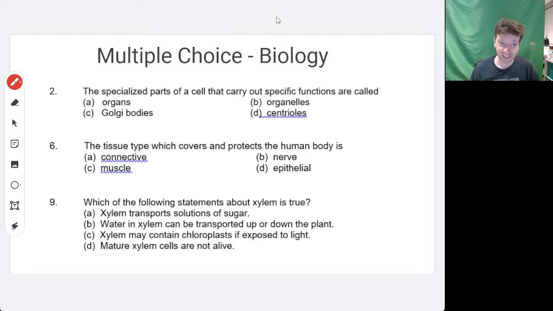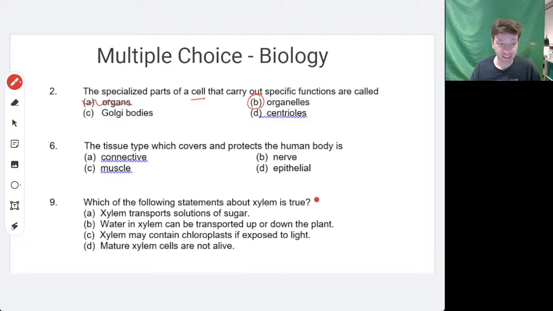Multiple choice type questions then. We'll start with biology. Number 2, we have 2, 6, and 9. Number 2, the specialized parts of a cell, that's important, of a cell, that carry out specific functions are called. We have organs. Organs are not even part of a cell, so you shouldn't even be thinking of that. Golgi bodies, okay, they're inside of a cell, but they're very specific. Organelles, that's the one we want. Because a Golgi body is an organelle, and they're all different types of organelles that each carry out a specific function. Okay, so our answer will be B.